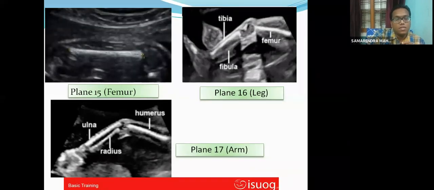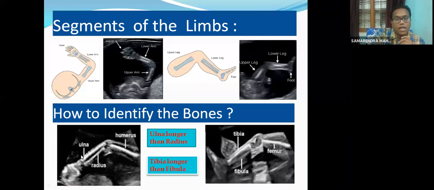So this image is plane 15, where the femur diaphysis is measured. In plane 16, the femur, tibia, fibula, and the foot are examined. In plane 17, the humerus, radius, ulna, and the hand are examined. So, what are the segments of the bone? The segments of the limb.